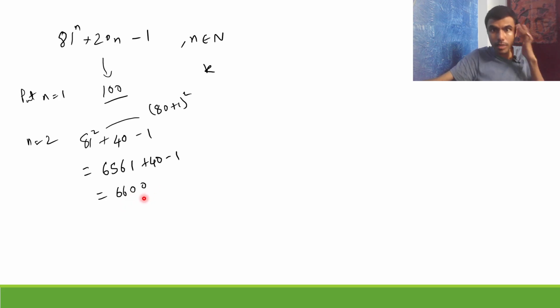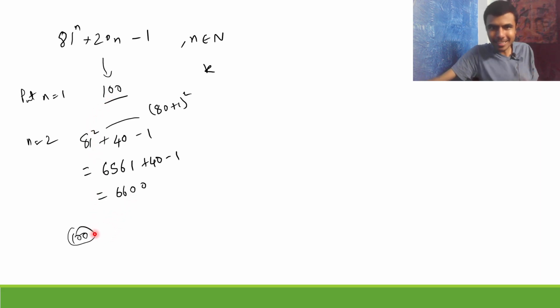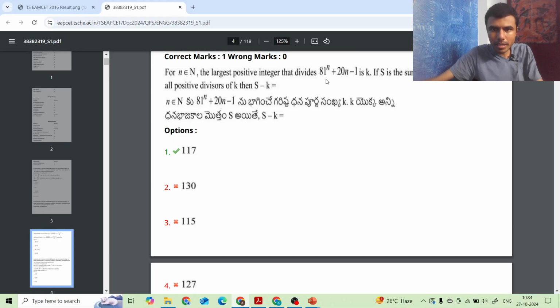So you see, this number is also divisible by 100, and 100 is divisible by 100. So it gives me an idea that the greatest positive integer which divides this is 100. This is a guess. It could actually be 20 or something else also, but in the exam we need to guess a little like that and check whether we are getting something. Fine, so this is my k.